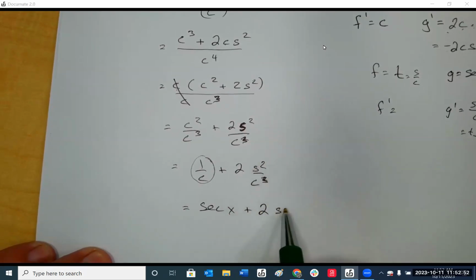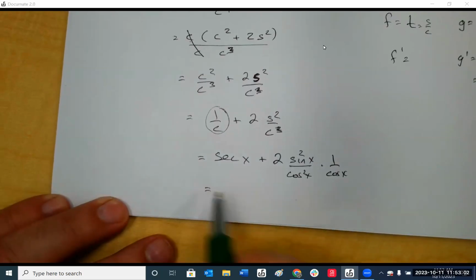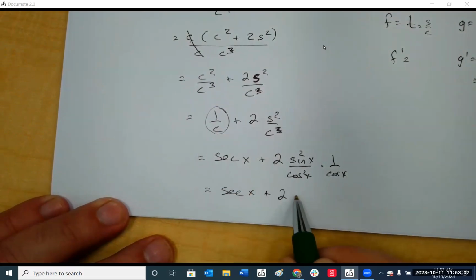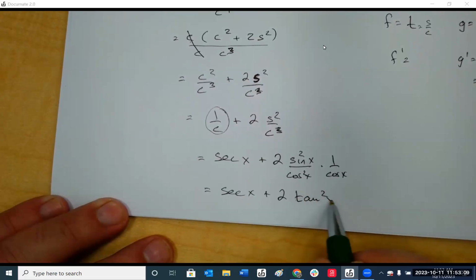So we have sine squared over cosine squared times 1 over cosine. Tangent squared x secant x.